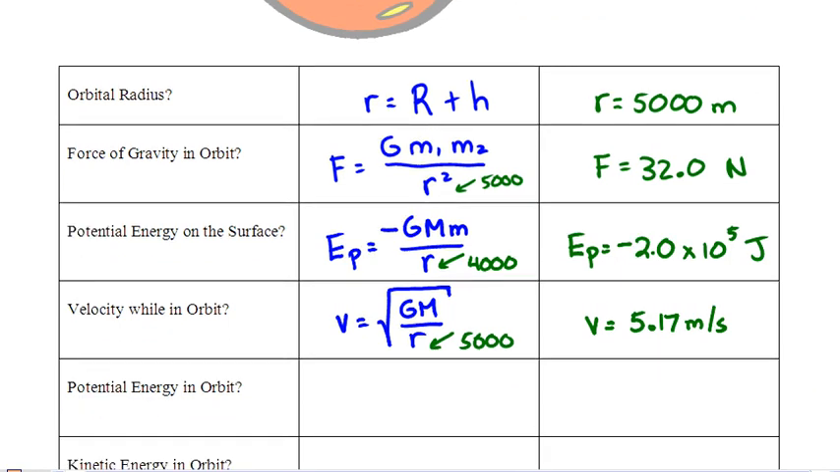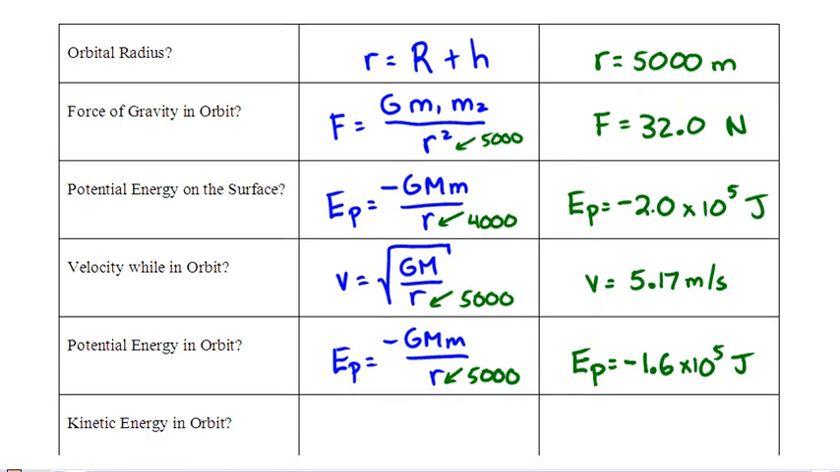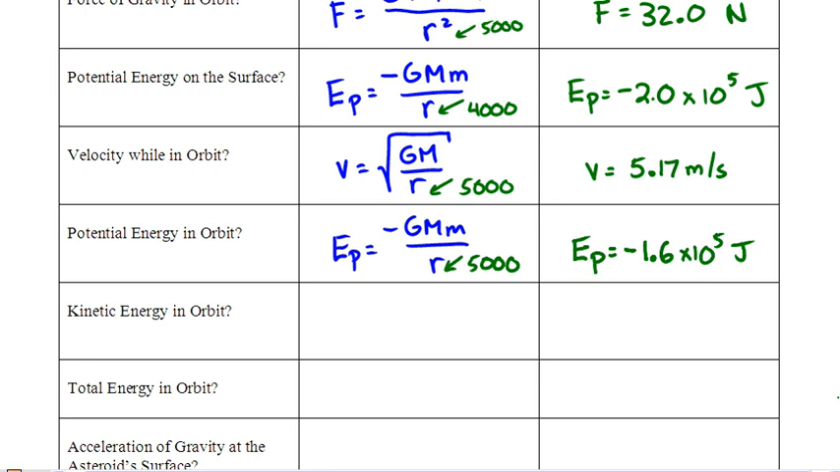Potential energy in orbit. Got to go and use that negative G M M over R again. Same numbers as before, with one exception. If you want to do this in orbit, now you've got to put 5,000 in for that value for R, for how far you are away. And this number is still negative because you haven't got to infinity yet. That's how far you'd have to go to get to 0 energy. This number is negative 1.6 times 10 to the 5 joules. So you can see it's closer to 0 than that negative 2 times 10 to the 5 joules. We're not quite as deep into that energy pit compared to infinity.